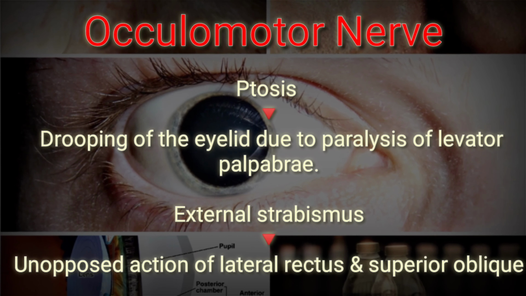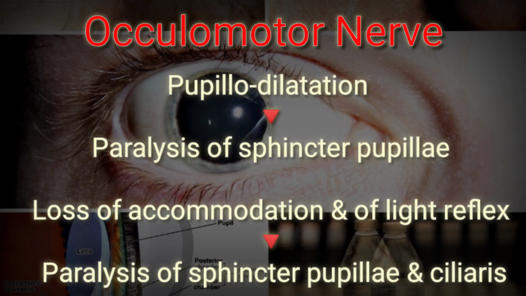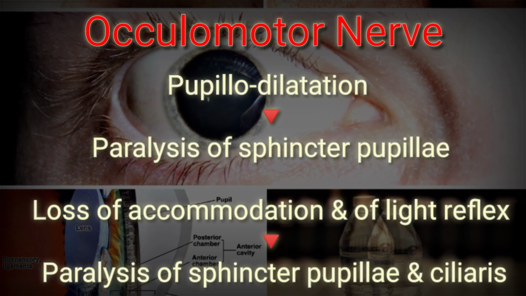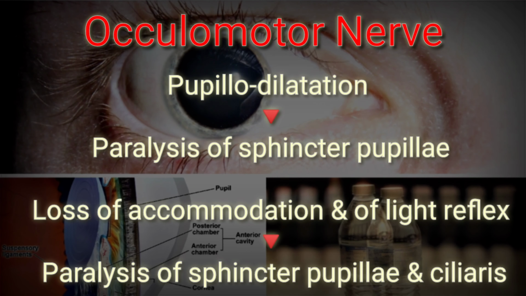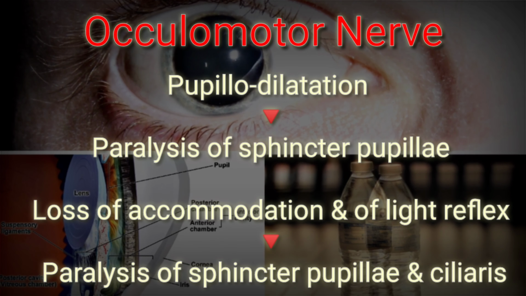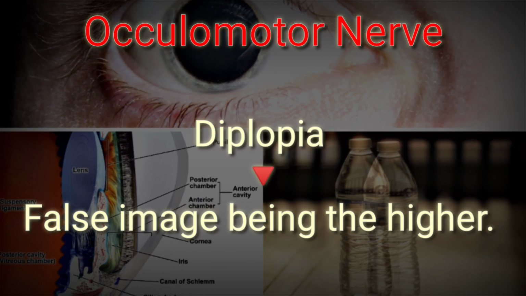External strabismus due to the unopposed action of lateral rectus and superior oblique. Pupillodilatation due to the paralysis of sphincter pupillae. Loss of accommodation and of light reflex due to the paralysis of sphincter pupillae and ciliaris. Diplopia, the false image being the higher.